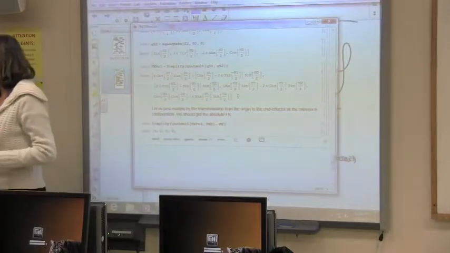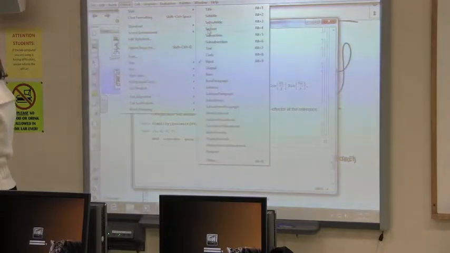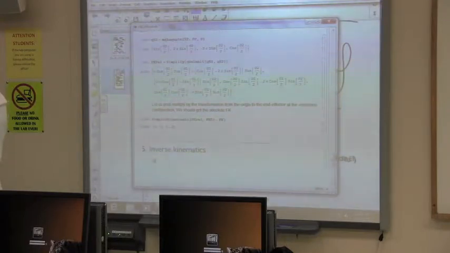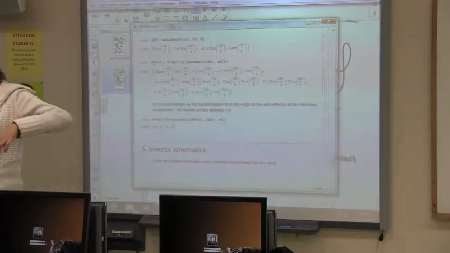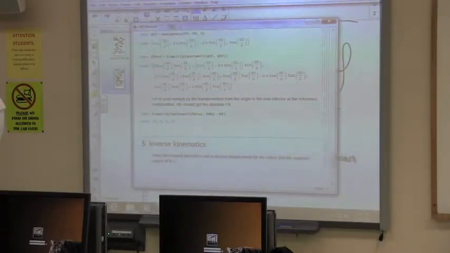Why don't we do an inverse kinematics first? We just put a little section, and we will try to do the inverse kinematics for this robot, and that will be, I think, section 5. Inverse kinematics. Now we take the forward kinematics and a desired displacement for the robot. For instance, I want the robot, which is in the reference configuration, to go there. Find the required angles at the joints.